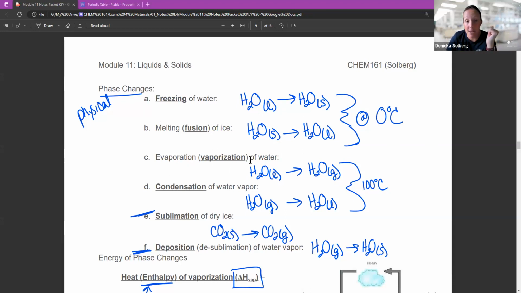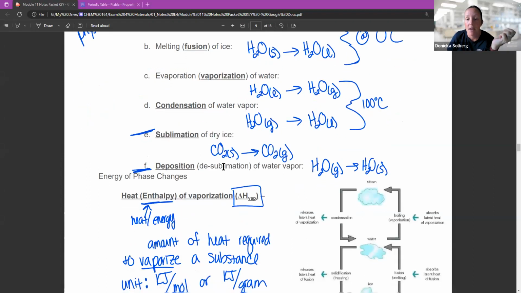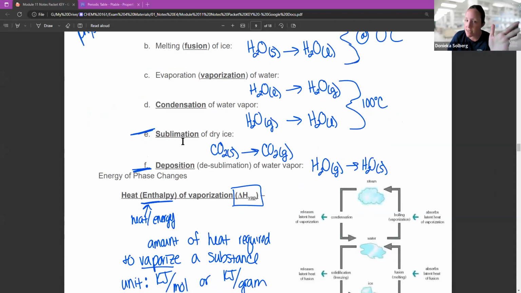Evaporation or vaporization is the term we will be using, from liquid to gas. Condensation is from gas to liquid, and these both happen at 100 degrees Celsius for water. And then our new ones, maybe to you, are sublimation and deposition. Like I said, I used carbon dioxide or dry ice as an example because that's one that most of us have seen happen, going from CO2 solid to CO2 gas. Or deposition, we can make it go the other way, right? And so I just wrote an equation for deposition of water, which is kind of hard to do.